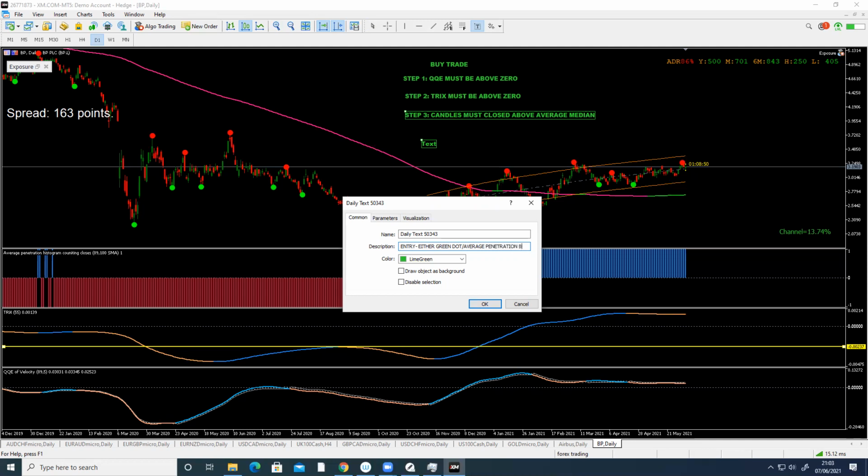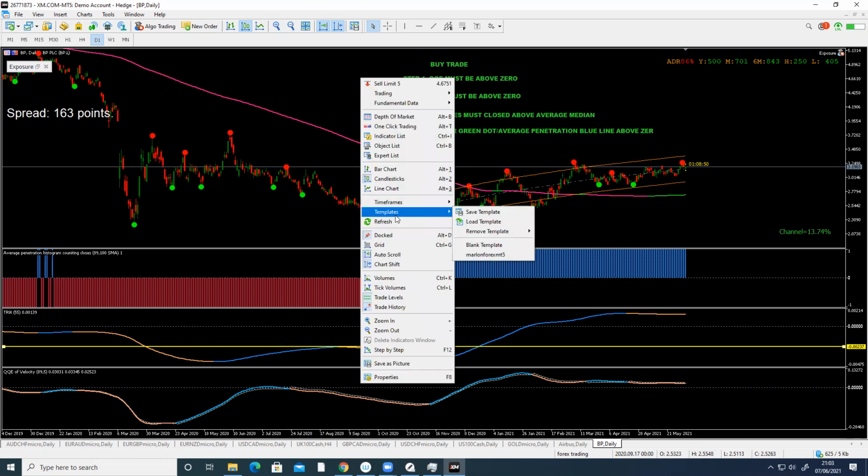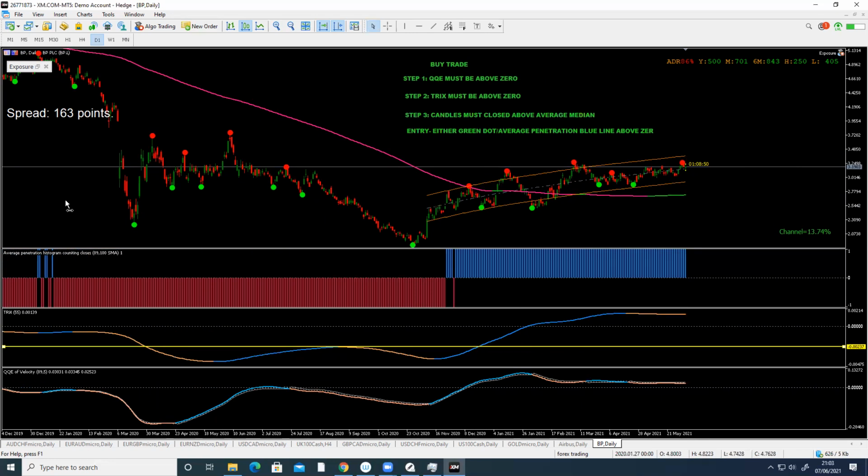Blue line above 0. Okay. So this is the next one. Now, literally, you can save these to each of your sectors, each of your profiles. So if you right click and then go to save template, every single template that you go on, it will stay there all the time. So we're going to enter the green dot, average penetration, and so on.